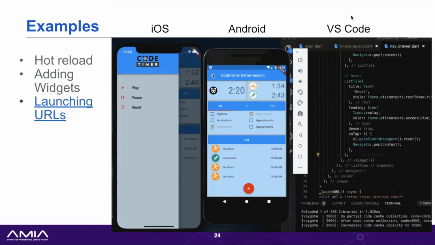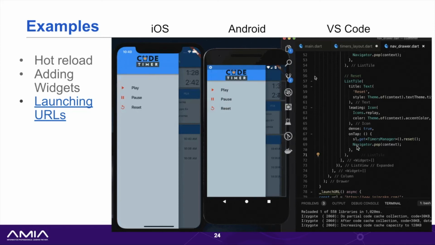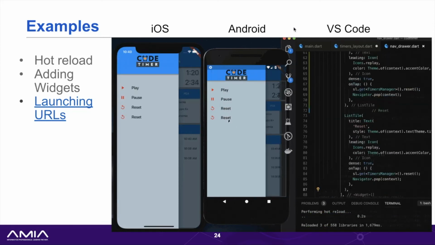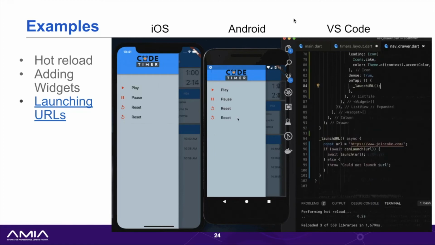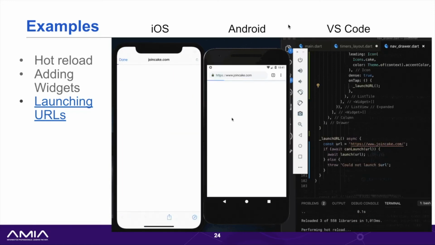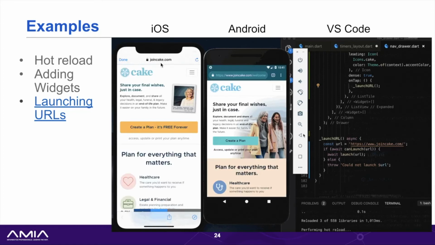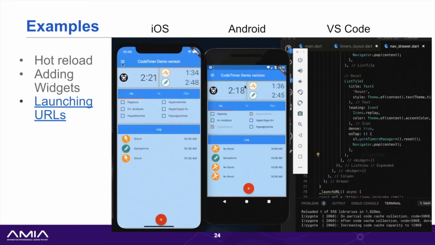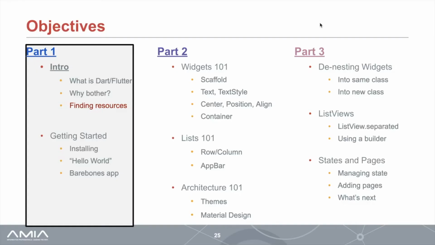Giving this a little bit more power, I actually copied all of these lines of code for this single list tile called reset, saved it, renamed it to cake, changed the icon, changed what happens when you tap it, and then hit save, and showed that it will actually launch a URL. And when it launches out, it looks like an iOS app or like an Android website.